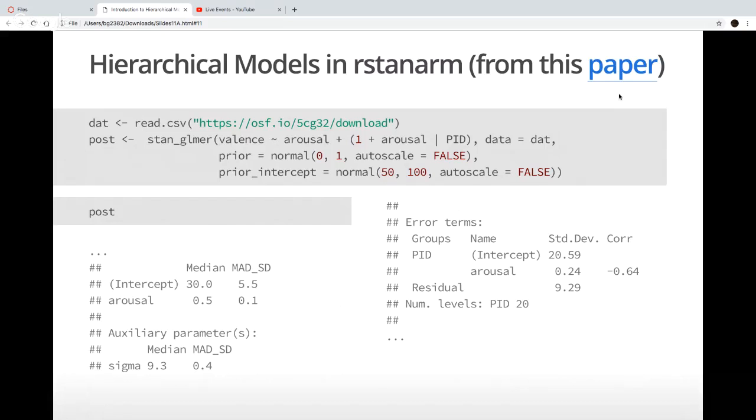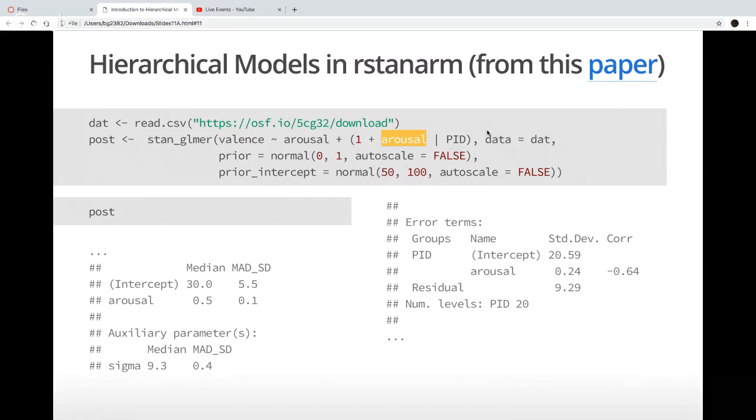And so this is an example of estimating one of these models using the same syntax as in the LME4 package, but doing it with Bayesian estimation rather than frequentist optimization estimation. So we're saying allow the intercept and the coefficient on the arousal variable, which is experimentally manipulated, to vary from one person to the next.